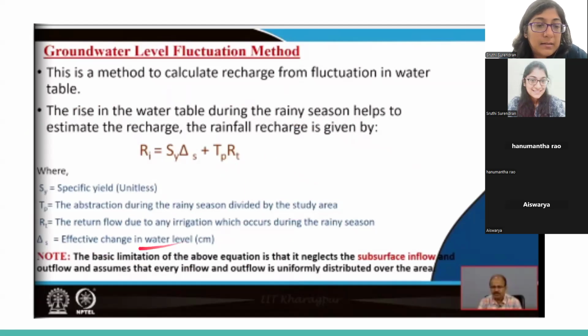And RT is the return flow due to any irrigation which will occur during the rainy season. So if there is a flow that is occurring as a result of irrigation, then the product of that, as well as this subtraction, divided by the total area will be what is considered over here. Generally, this RT is negligible, so this term tends to be zero. So this is one method.